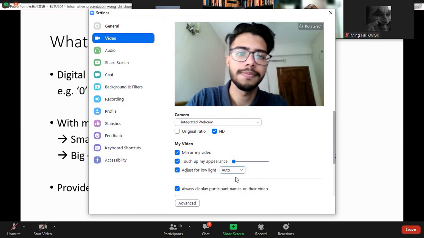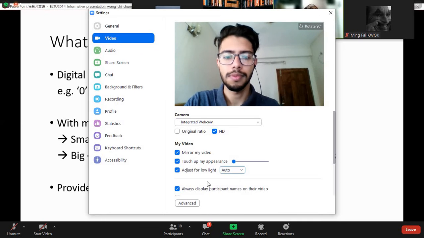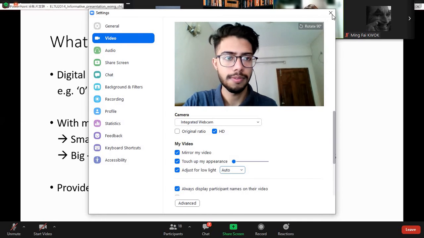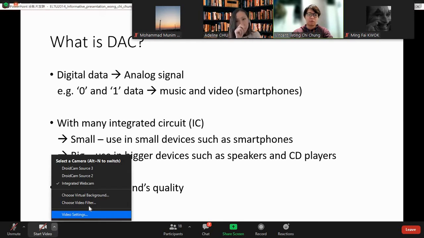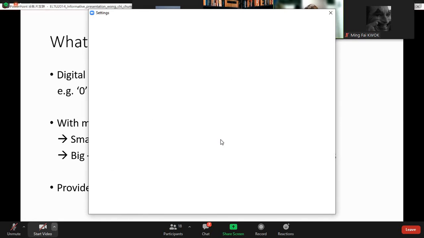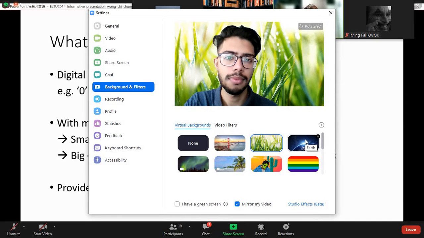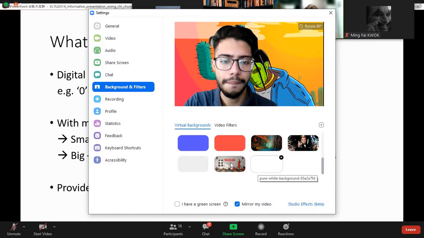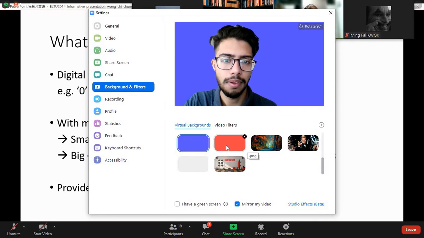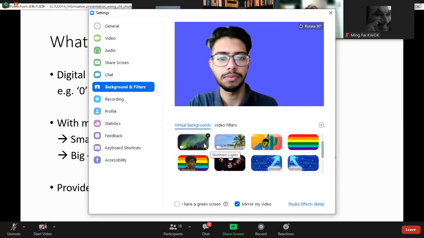And maybe you will ask, is a DAC a small or big and complicated component? It is a very complicated component. However, it also comes in small sizes and big sizes. For example, the smaller size is used in small devices such as smartphones. The bigger size is used in speakers and CD players. Usually, the bigger size provides higher sound quality and is more professional for users.